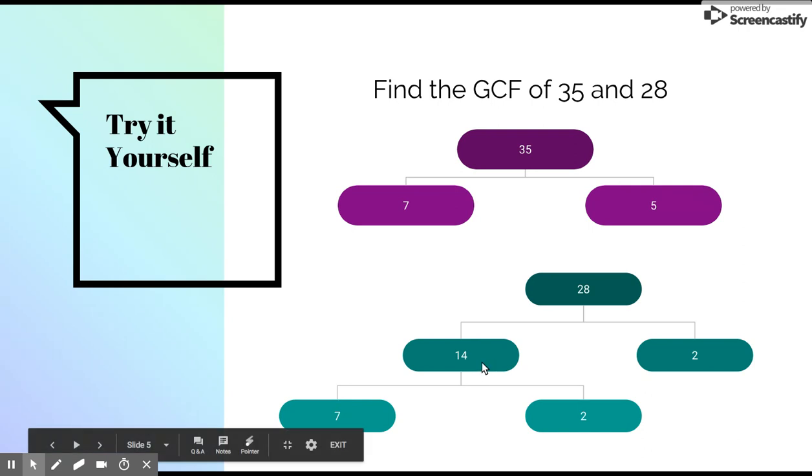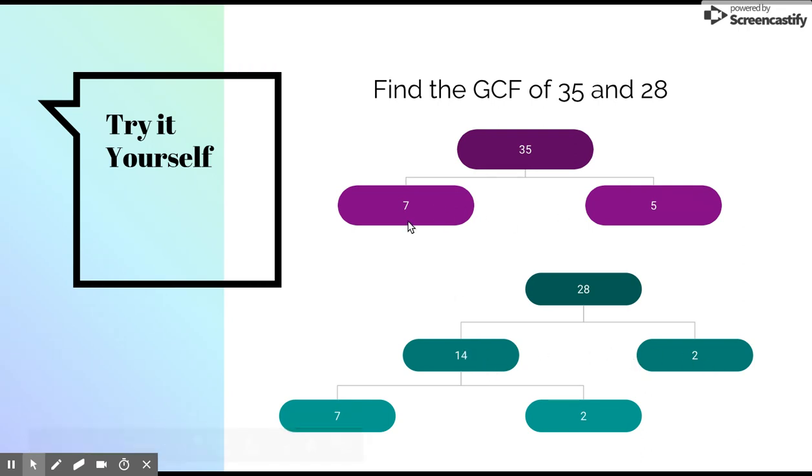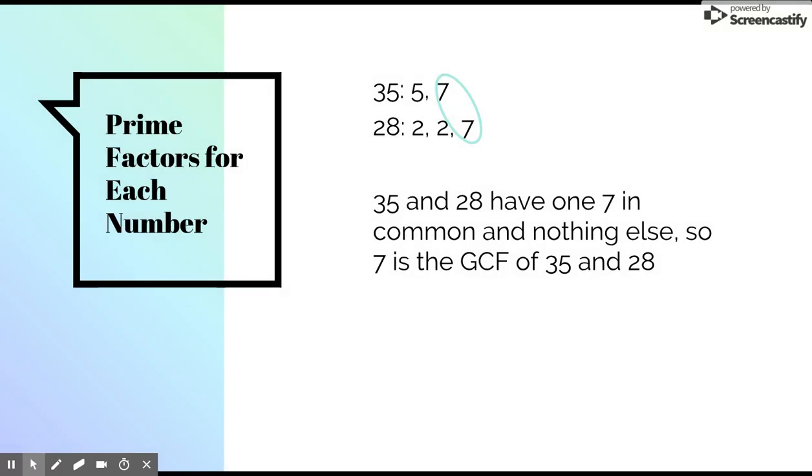It doesn't matter which factor pair you used. You still should have gotten 7 and 5 as 35's prime factors, and 2, 2, and 7 as 28's prime factors. So we wrote down the prime factors again, and then we circled the common one, which is 7. And there's one 7 in common with both of them, which means it's just 7. And so that means 7 is the GCF of 35 and 28.